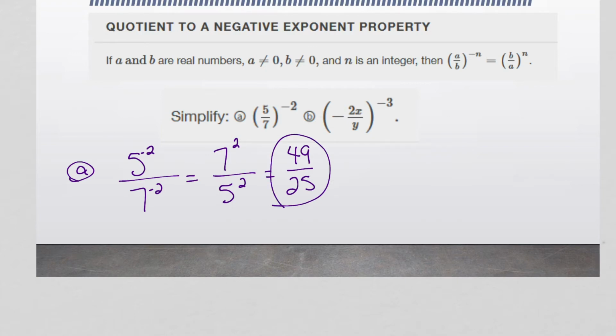Let's look at part B. Do that in a different color so we don't get this mixed up. We've got negative 2x over y, all of this raised to the negative third power. So let's see here. We're going to raise each piece to the negative 3 power. The negative sign out front is going to hang along for the ride.